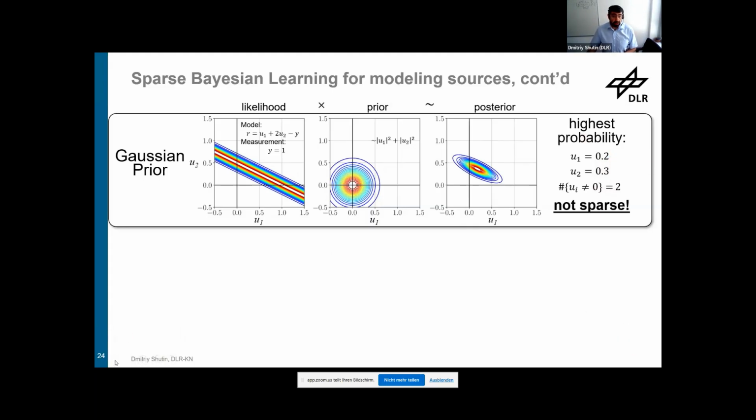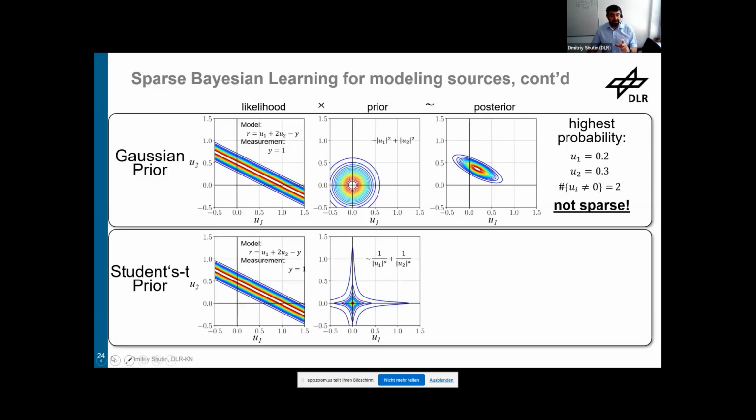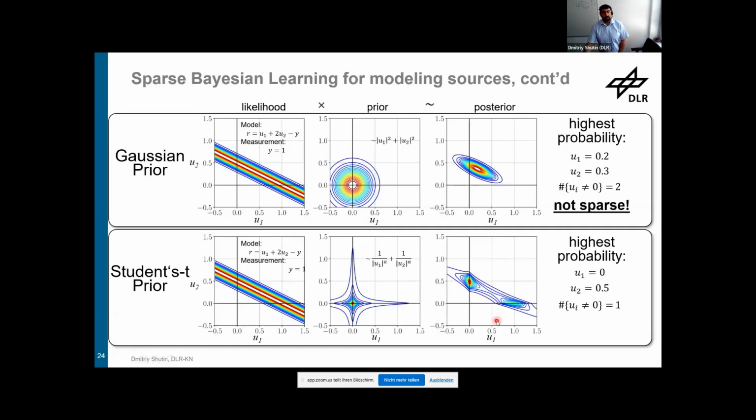But if you use sparse Bayesian learning for that, then the situation will be slightly different. Again, the same situation, the model is the same, but we now use a Student's t distribution. And if we now look at the solutions, all of a sudden, the probability mass collapses on the axes. So we see there are two possibilities where we would have a solution, one of them on this axis, and the other on this axis. The maximum will be here, but all of a sudden, our solution is sparse. So we find only one solution that has one coefficient 0.5 and the other is 0. So we have a sparse solution.